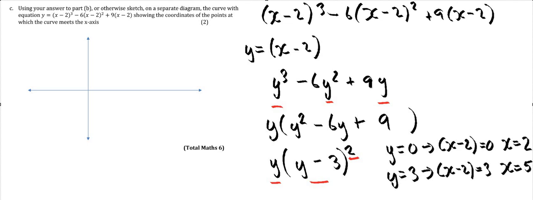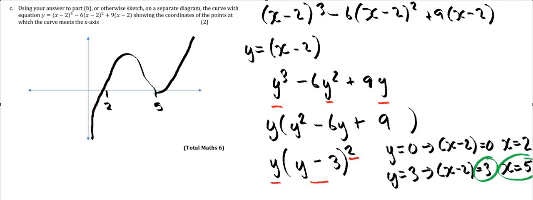So we're going to find x equals 2 and x equals 5. Now remember that the repeated root was when it's 3, so that means x equals 5 is our repeated root. That means our cubic goes through 2, comes down and bounces off 5.